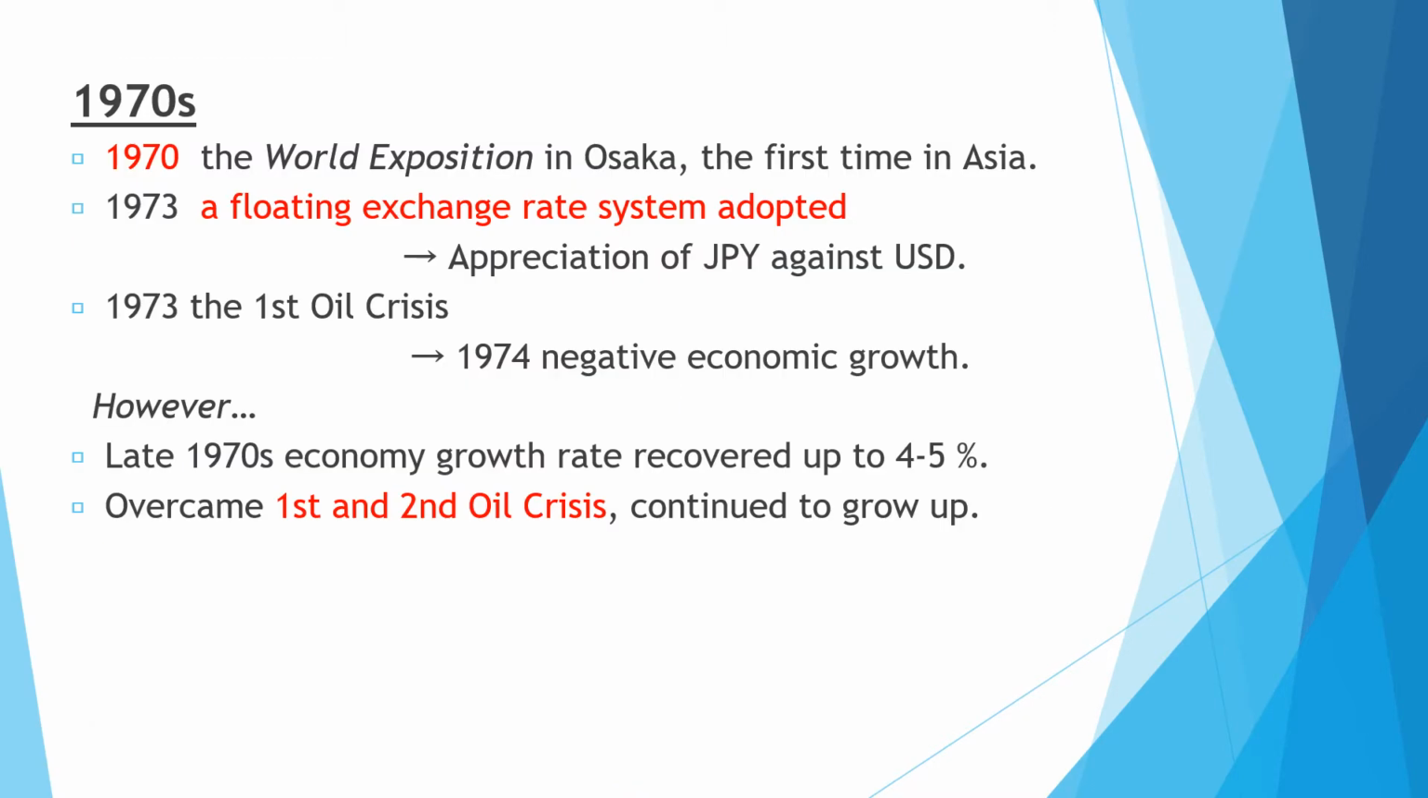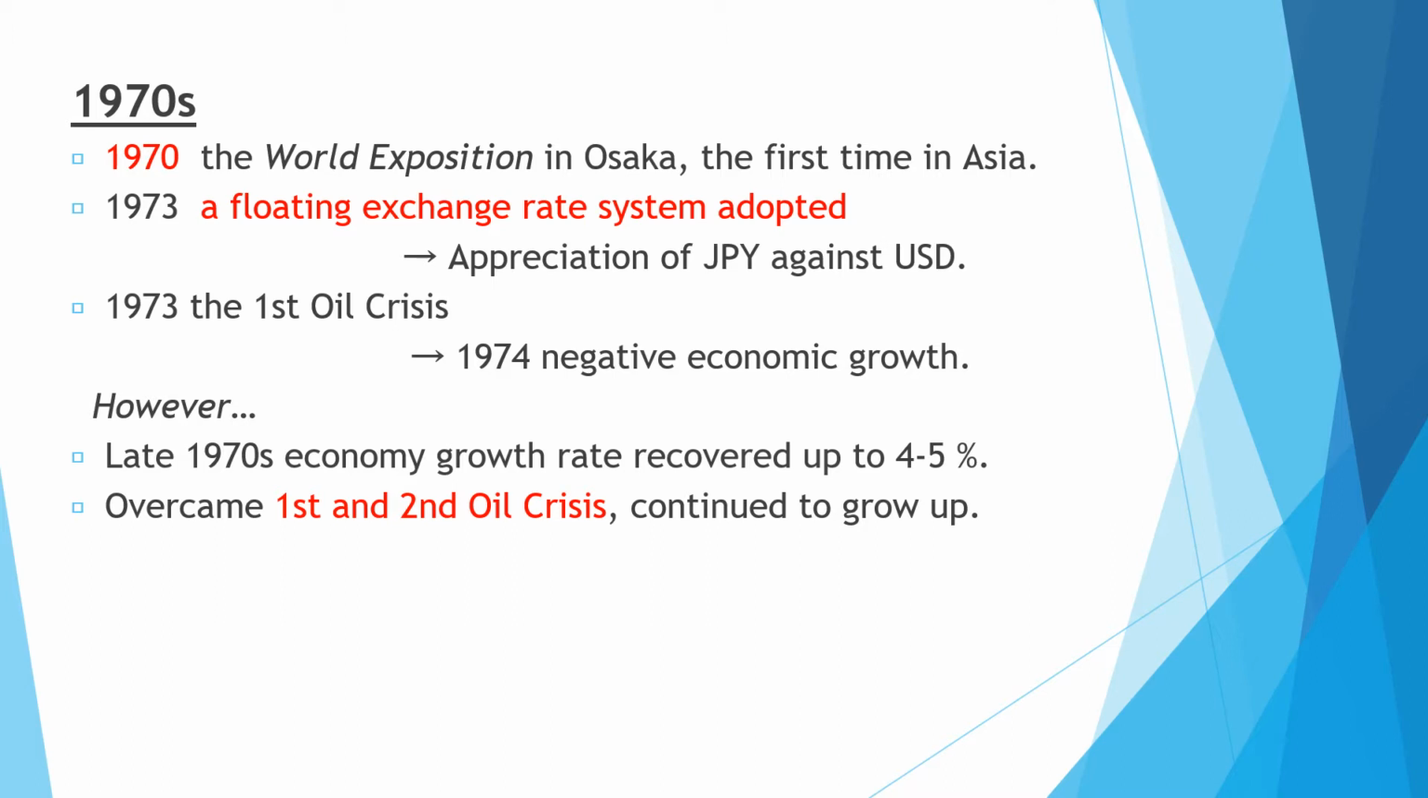In 1970, the World Exposition was held in Osaka, Japan. This was the first World Exposition in Asia, representing Japan as a new big economy. President Nixon announced the Dollar Defense Program in 1971. Japan adopted a floating exchange rate system in 1973. The Japanese yen continued to rise against the US dollar, and the first oil crisis began in 1973.